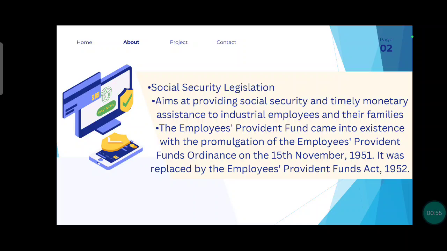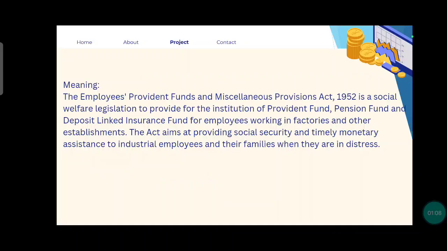The third one is this act was enacted on 15th November 1951, but it was replaced by the Employees Provident Funds Act 1952, which will be used by us. Next one is the meaning of this act.